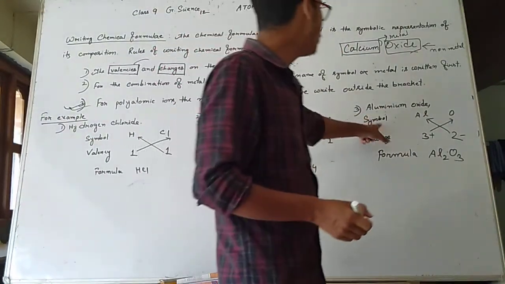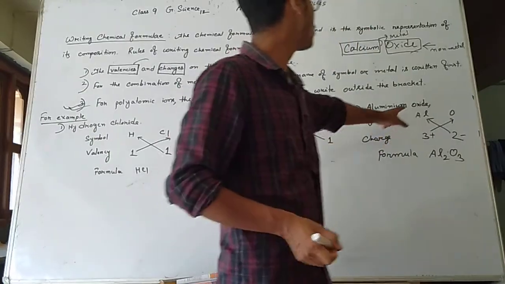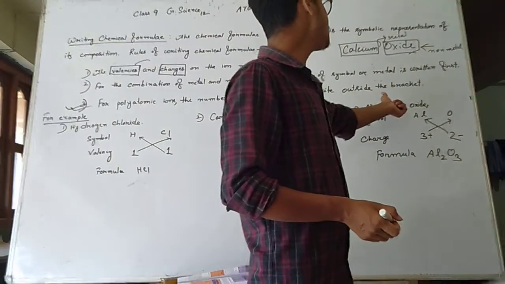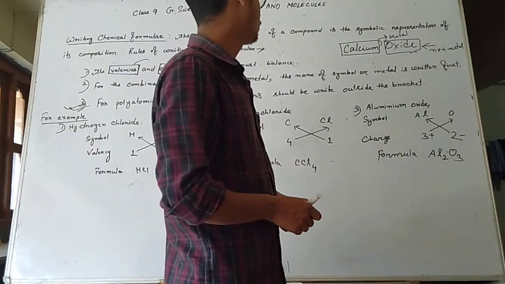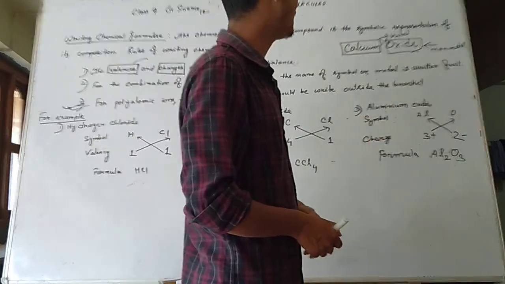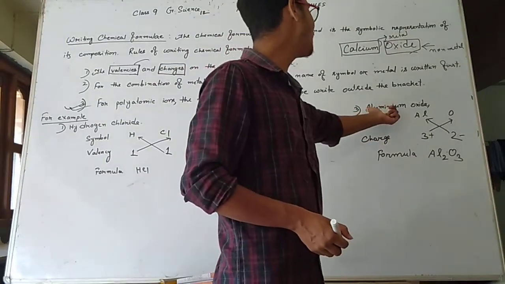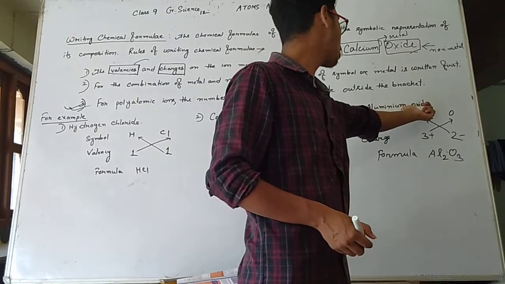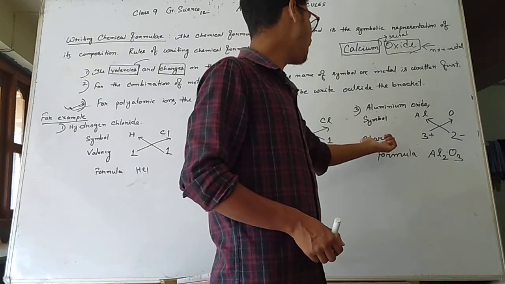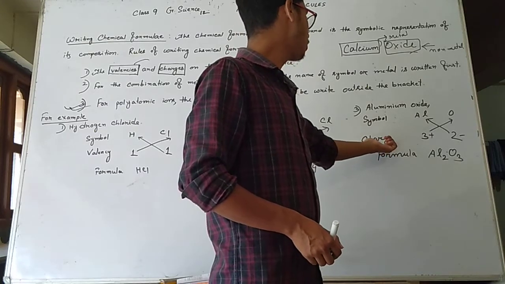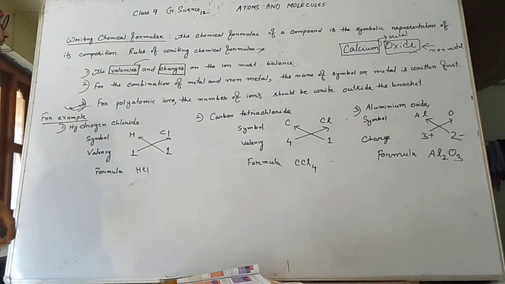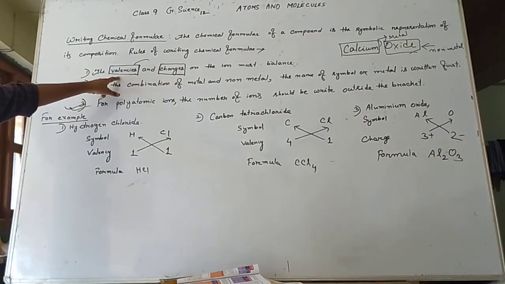The symbol of aluminium is Al, and the symbol of oxide, meaning oxygen, is O. This one is an ionic compound. Why is it an ionic compound? Because an ionic compound consists of a metal and a non-metal. Here, aluminium is a metal and oxide is a non-metal. So for an ionic compound, we don't write valency, we have to write charge. That is why the valencies and charges are both given here: charges for ions and valencies for atoms.